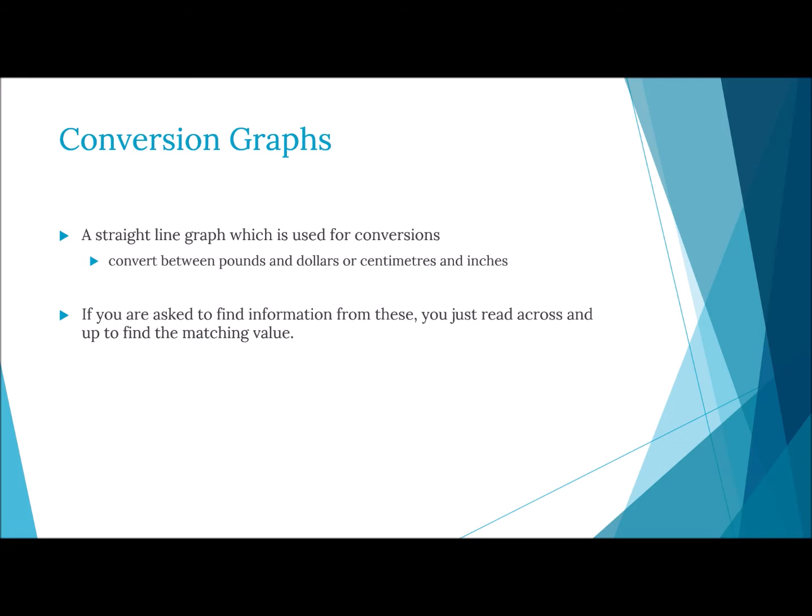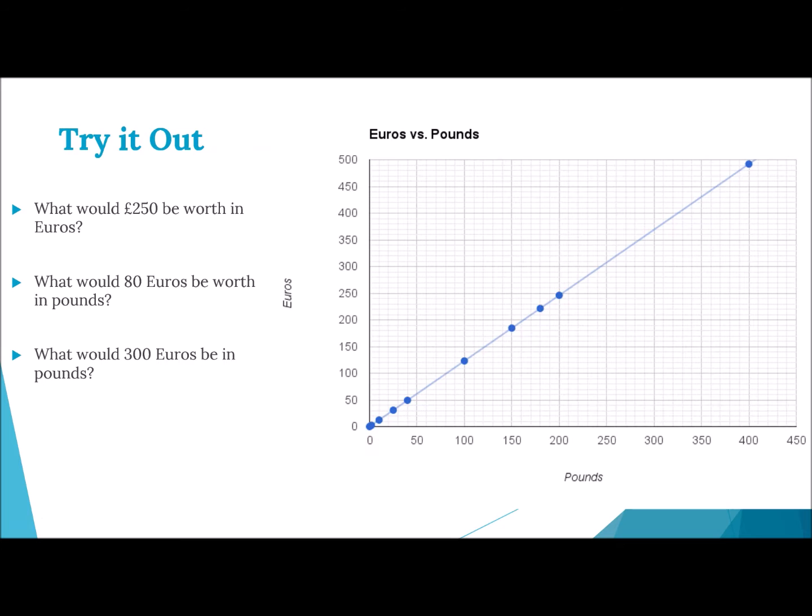So if you're asked to find information from these, very simple, you just read across and up to find the matching value. The only thing that can go wrong is that you start looking at the wrong side of the graph, the x instead of the y, or you haven't worked out what all those small divisions were. So let's just take a look at one of those.